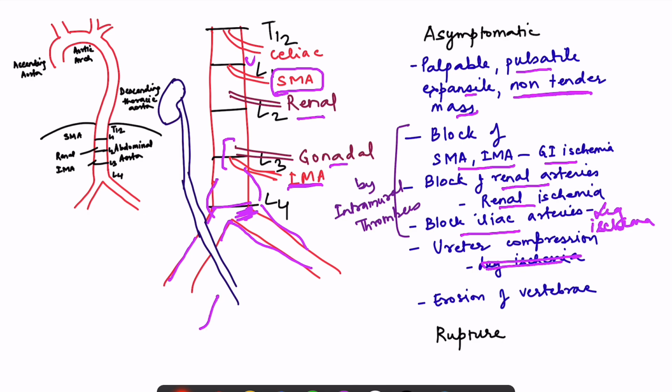Then these iliac arteries are also associated with the ureter. Anteriorly the relation is the ureter, so ureter compression can also be there. And behind, just like the thoracic aorta, the posterior relation of the abdominal aorta is the vertebra. So erosion of the vertebral bone can also happen. So depending on where the aneurysm is developing, we can have the various features.